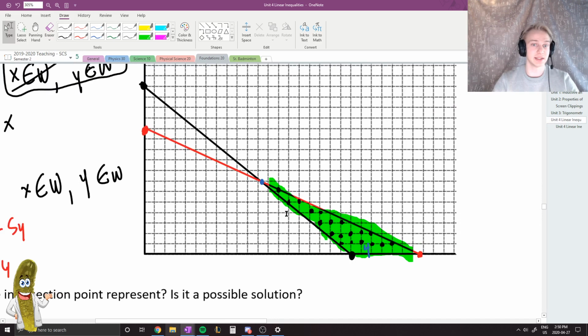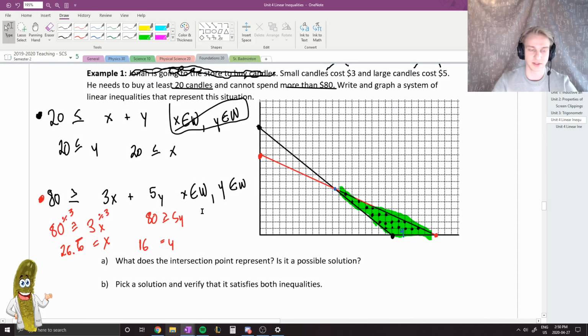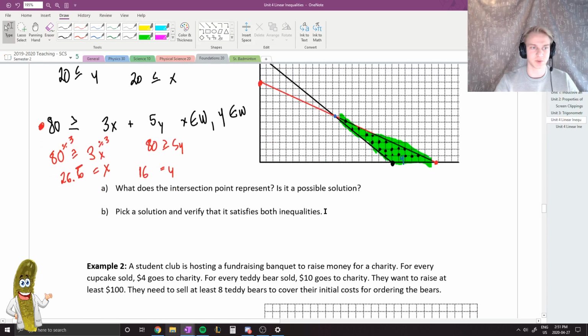And we had said that it is impossible for you to buy 11.3 candles. You can't buy a third of a candle. So it is not a possible solution, but what that point represents is exactly $80 and exactly 20 candles.